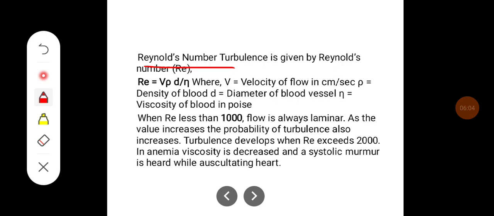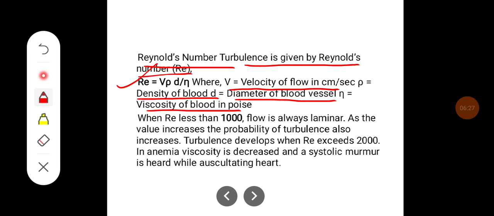The turbulence is given by the Reynolds number. Reynolds number is equal to V ρ d divided by μ, where V is the velocity of flow in centimeters per second, ρ is the density of the blood, d is the diameter of the blood vessel, and μ is the viscosity of the blood in poise.